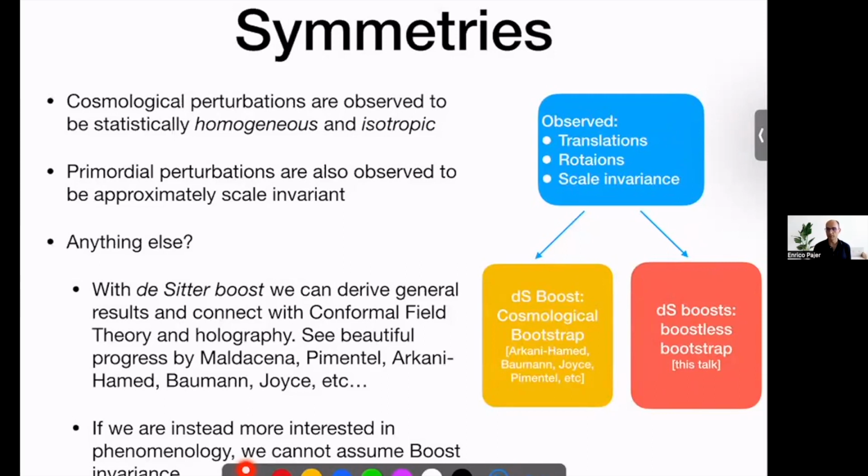any boost invariance. However, there is another approach that I want to mention because it has inspired a lot of the work that has been going on in the field, and one could give another two talks just on those set of ideas. It is the approach pioneered by Arkani-Hamed, Maldacena, Pimentel, Baumann, Joyce, and their collaborators, in which they assume additional symmetries that are not observed in the data, in particular the de Sitter boosts, and they see how much more they can learn from those. For this talk, I will not pursue that direction, but there is a lot of interplay for sure.